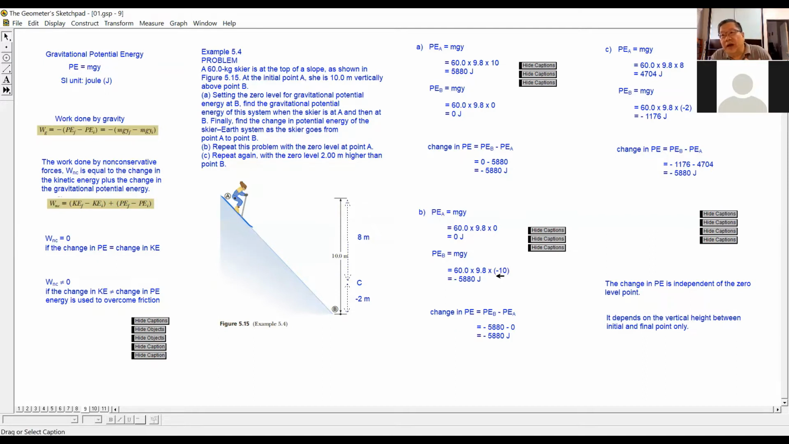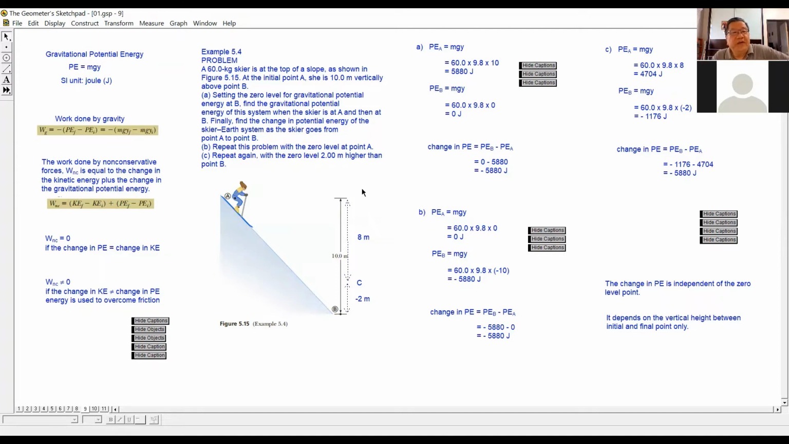Then again, I calculate the change in potential energy. I use the final potential energy, negative 5880, minus the initial potential energy, which is 0. I get the same answer, negative 5880. So this example shows us that it is independent of the reference point, independent of the 0 point. No matter where you take the 0 point to be, the difference in energy is the same.